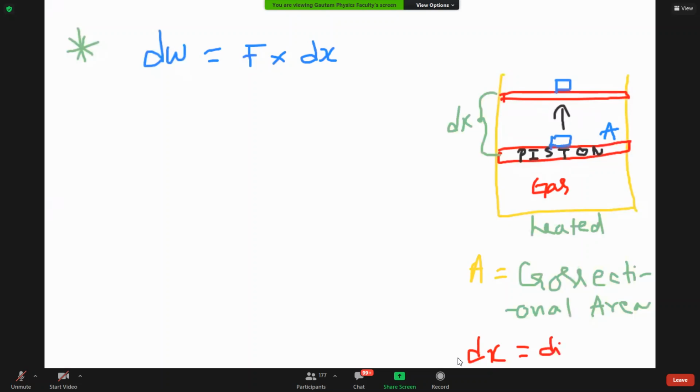Cross sectional area of the piston. First of all, cross sectional area of the piston, and dx is the displacement of the piston.